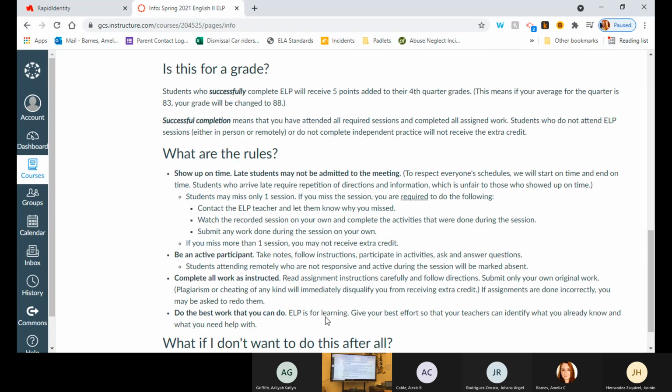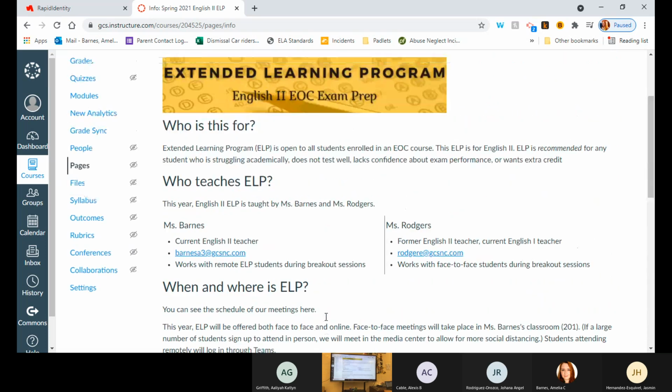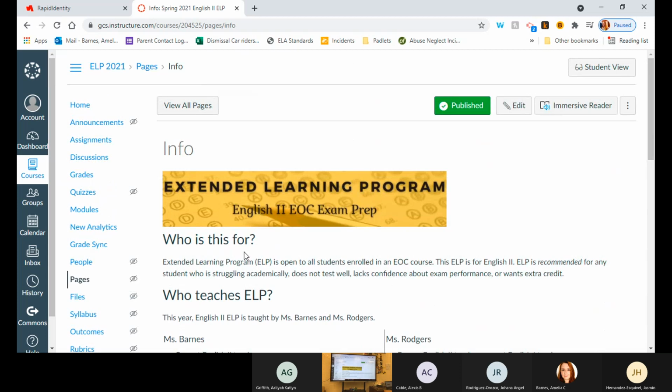And if you decide you don't want to do this, you can be removed from the Canvas course. You just have to let me know. So those are the requirements.